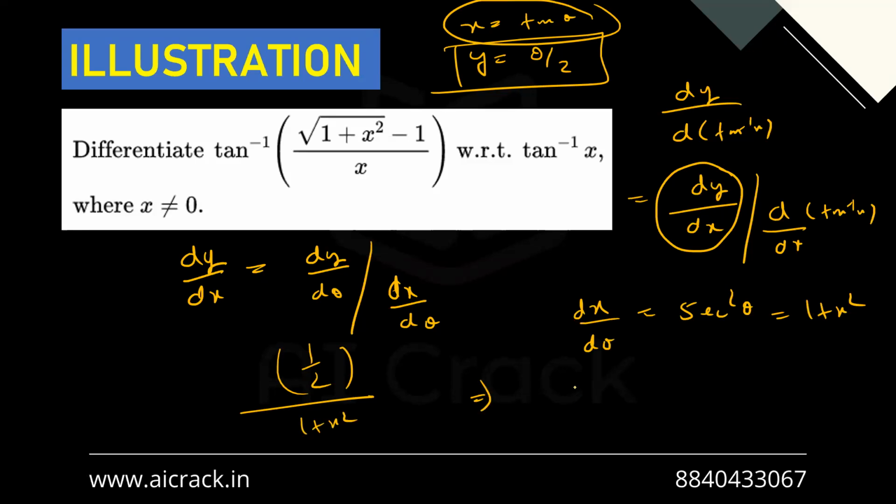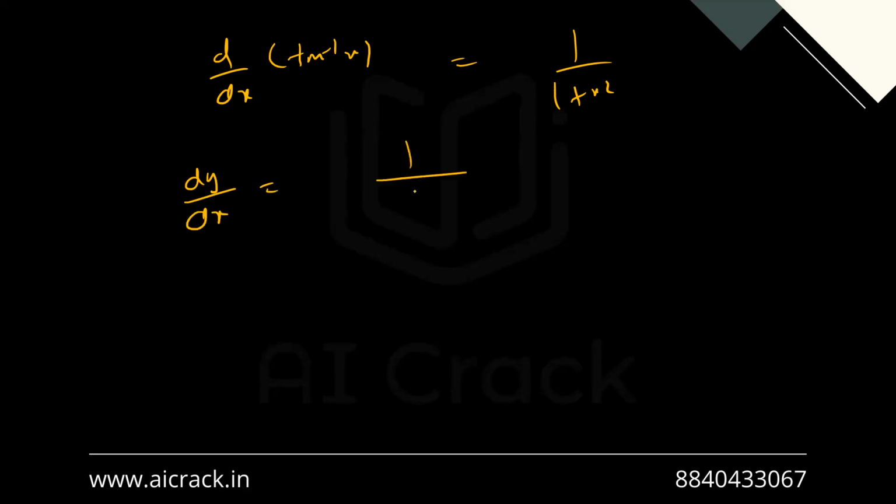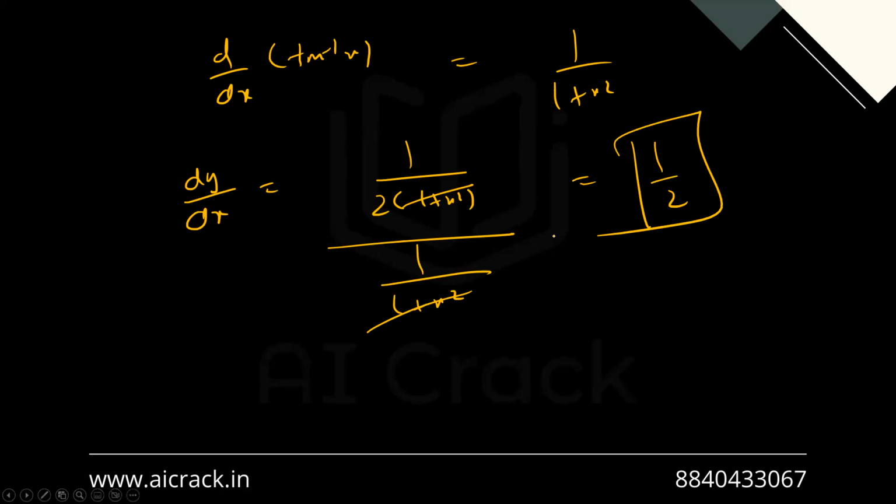So ultimately we have got dy by dx as 1 upon 2 times 1 plus x square, right? Now, if we talk about this portion, d by dx of tan inverse x, we all know that this is 1 upon 1 plus x square, right? Now, what we have to do, we have to calculate dy by dx. Basically, 1 upon 2 times 1 plus x square divided by 1 upon 1 plus x square. This gets cancelled out. What we have got? We have got 1 by 2 as the answer, right?